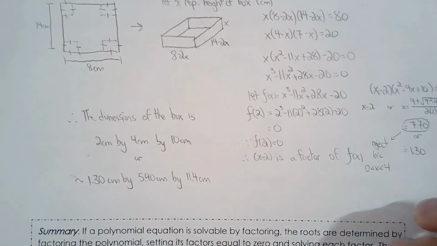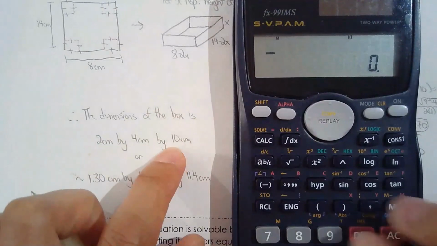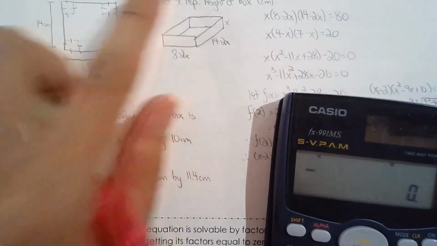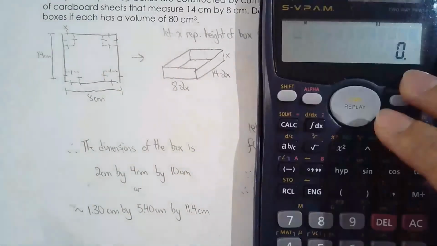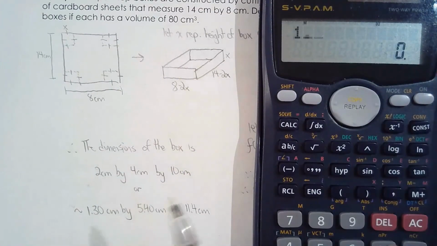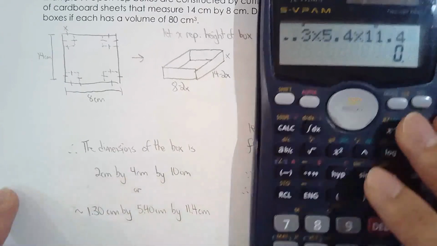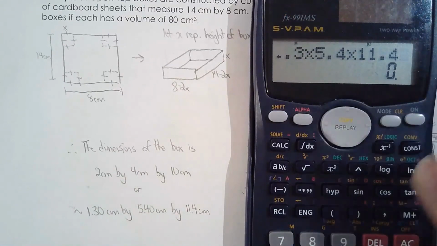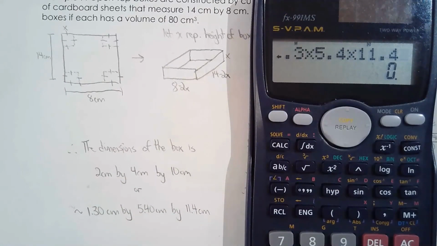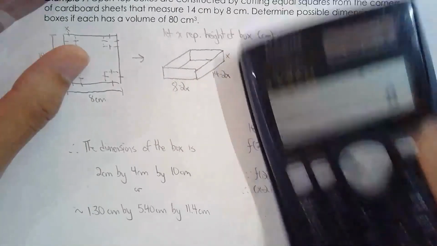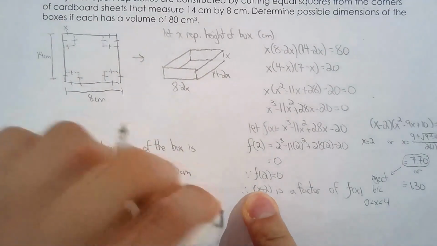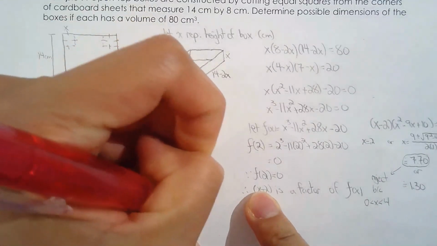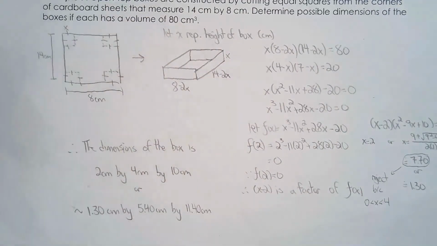Let's check our answer here. 2 times 4 times 10, that's obviously 80. Perfect. I want that 80 cubic centimeters. Beautiful. What about this one? 1.3 times 5.4 times 11.4. This one is going to be approximately 80 because these are all rounded figures. Yeah, 80.028. Good enough to me. Let's put 0.0 here just to stay consistent.